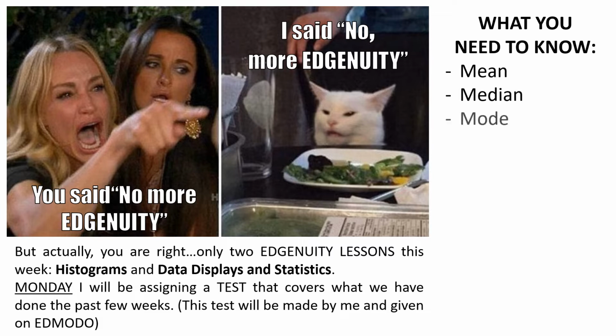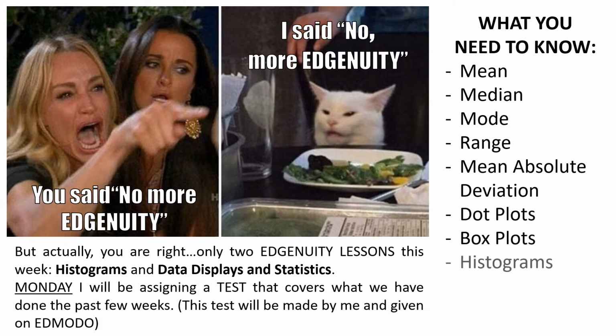Mean, median, mode, and range. You need to know how to find each of those if I give you a set of data. And then you need to understand how to find mean absolute deviation. And then the types of displays for statistics that you need to know are dot plots, box plots, and histograms.